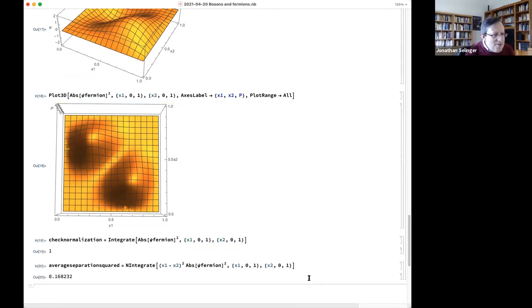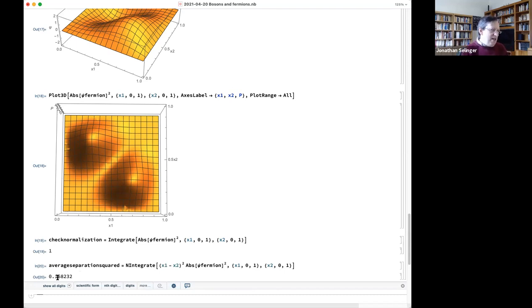If we calculate the average separation, now it's bigger. This average separation now is 0.168. So it's bigger than the average separation associated with distinguishable particles, and it's much bigger than the average separation associated with bosons. So that's a real physical consequence that just comes from the symmetry of the wave function.